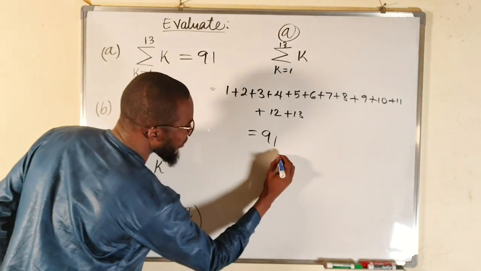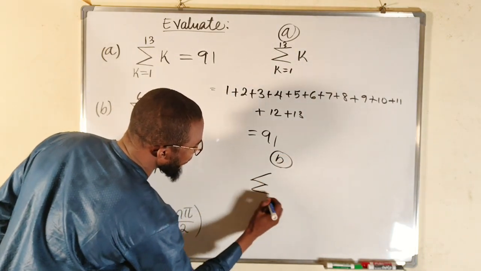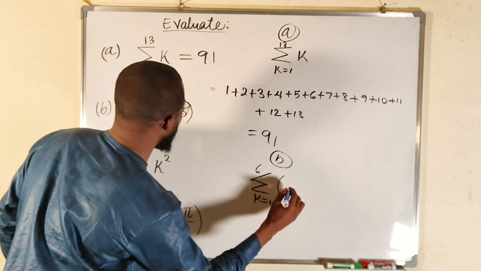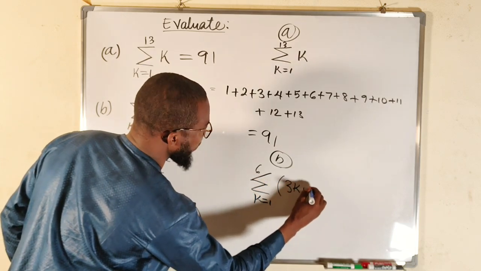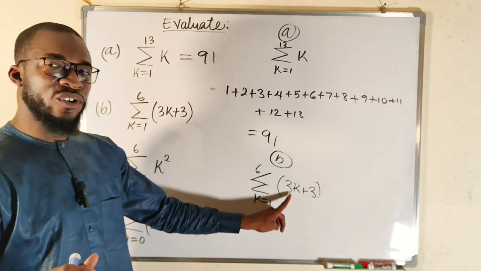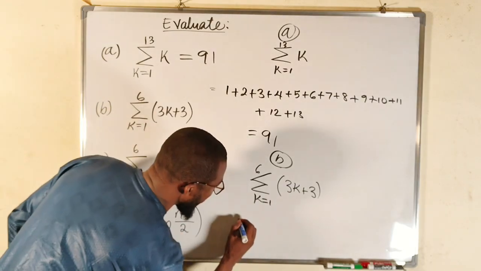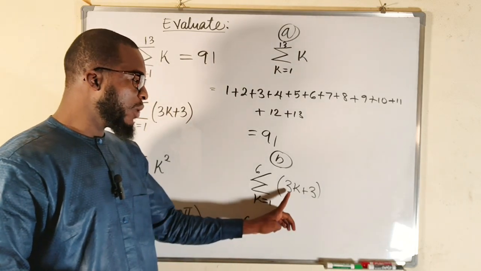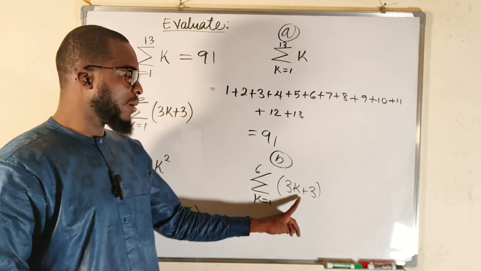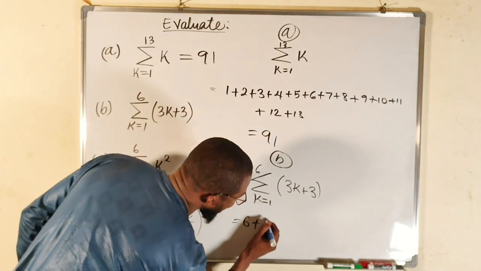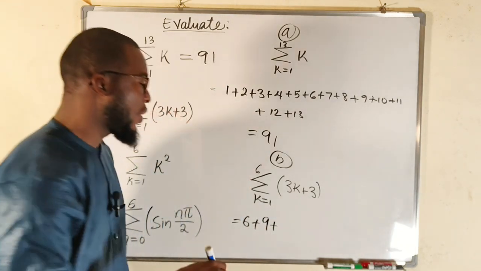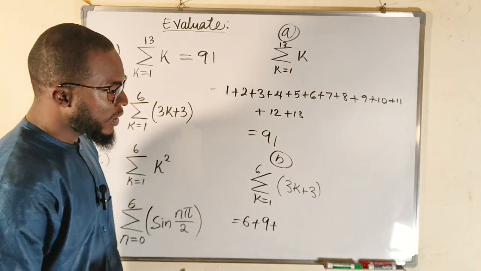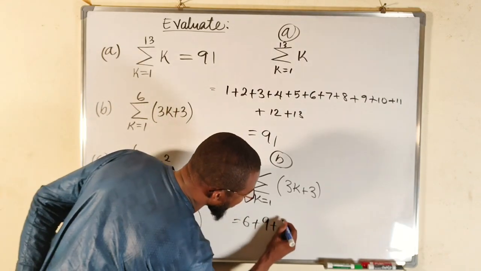Let's come to the second one. We would like to evaluate the summation as k equals 1 up to 6 of the given expression 3k plus 3. So when k is 1, we have 3 times 1 is 3, plus 3 is 6. So we have 6 plus. When k is 2, we have 3 times 2 is 6, and 6 plus 3 is going to give us 9 plus. When k is 3, we have 3 times 3 is 9, and 9 plus 3 is 12.